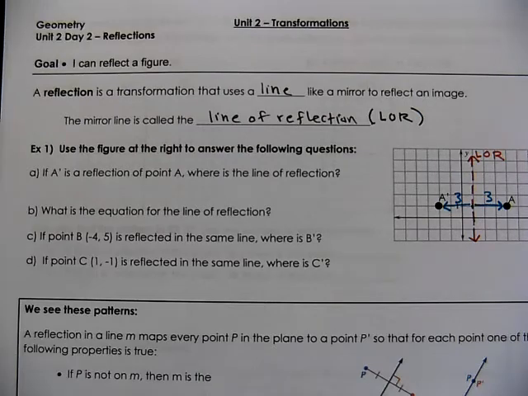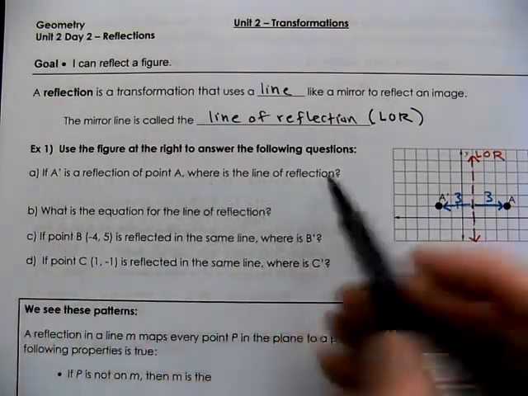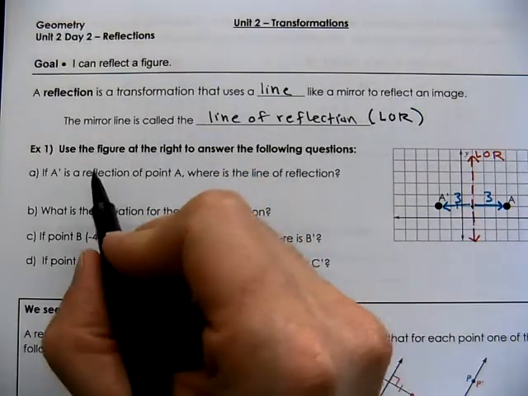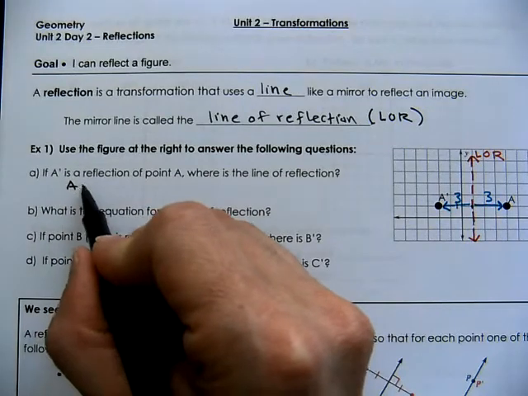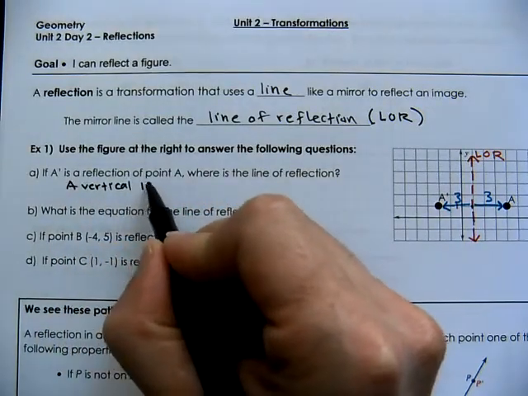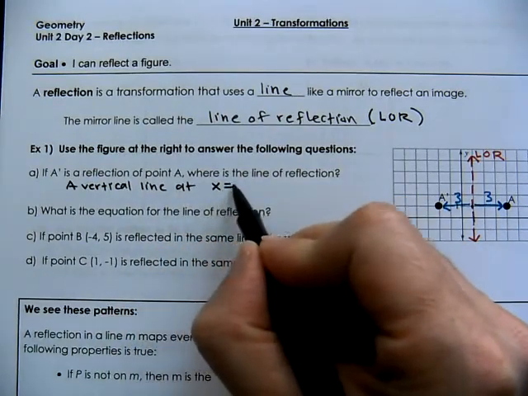Now the challenge here is remembering how to write or read these equations of lines that are vertical and horizontal. So where is this line of reflection? Well, you can see that's where it is, but how do we describe it? It is a vertical line at, and this is its equation, x equals 1.